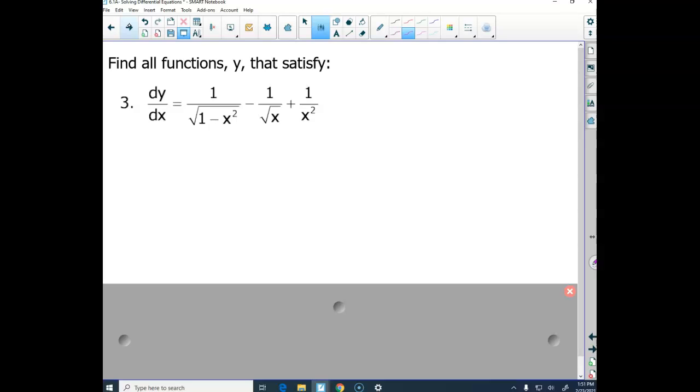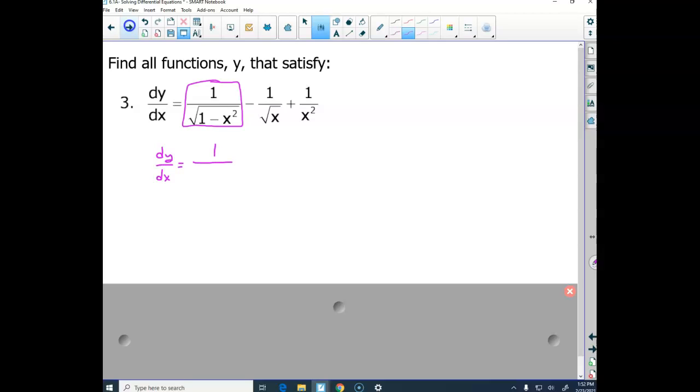Okay, find all functions y that satisfy this. Well, to be honest, before I even move on here, now this is a goofy looking critter, but that's going to look like one of those templates that we have on that page, 1 over the square root of 1 minus something squared. That sounds like an inverse sine, okay? So we're going to be looking at this basically dy dx. Let me get to where I'm going to be first.